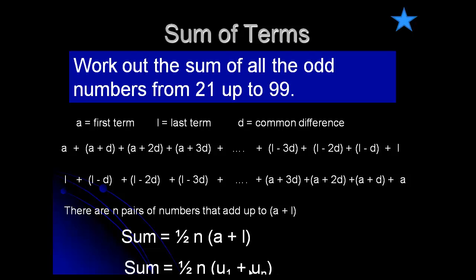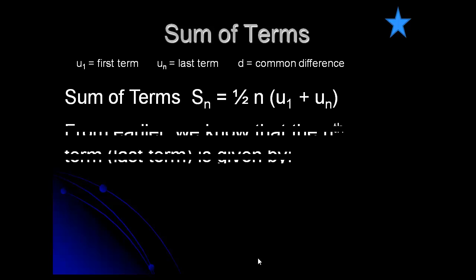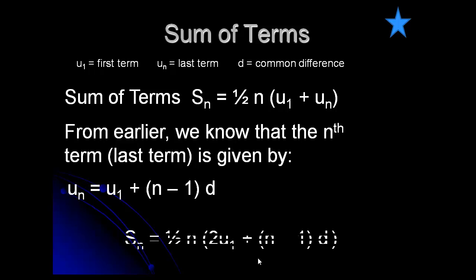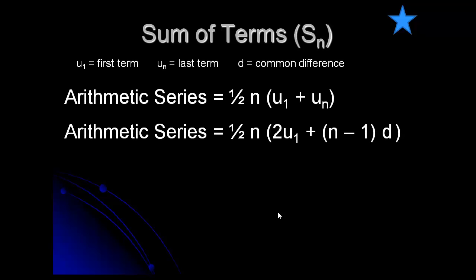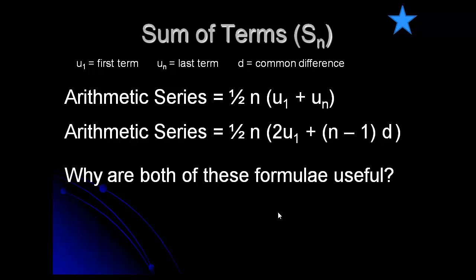Because we've got a formula for the nth term, instead of L for the last term, we can use that formula. And we get an alternative formula there for the sum of n terms. It's exactly the same as this one, but this one's often more useful. If you don't know what the last term is, then this one's more useful. So there we are, 2 formulae, but again both given in the formula booklet.